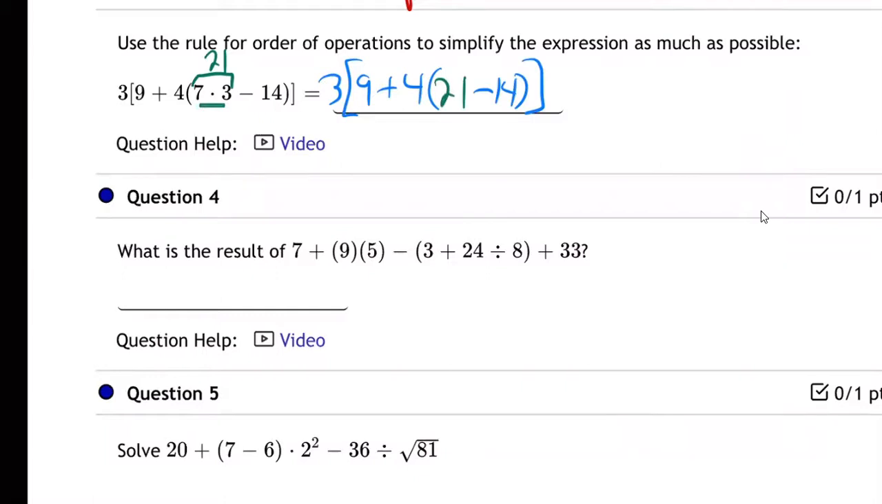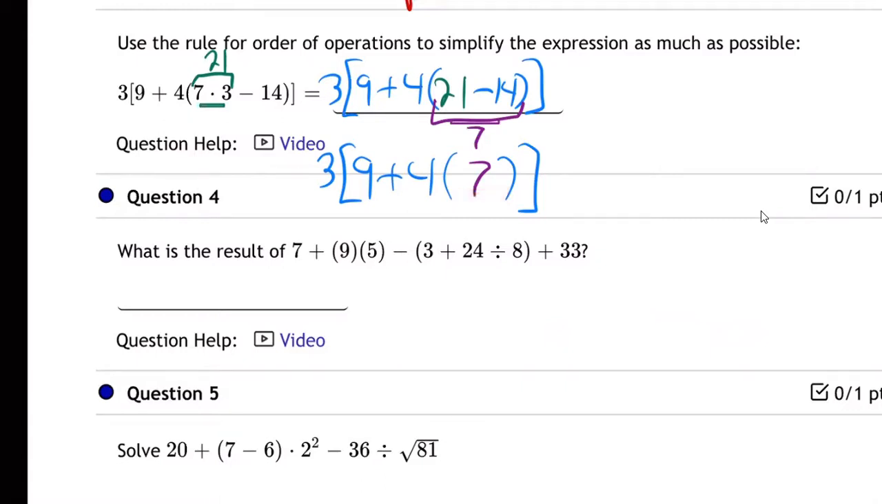So we did that first. And then you just keep working on the inside. We're going to do this, aren't we? That's going to become 7. So then we'll have 3 bracket 9 plus 4. And then that's become 7. So we finished the inner sanctum, so to speak, the inner parentheses, didn't we? Finished that up. It's 7.